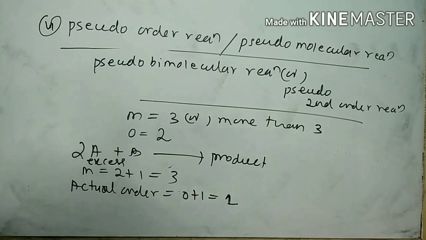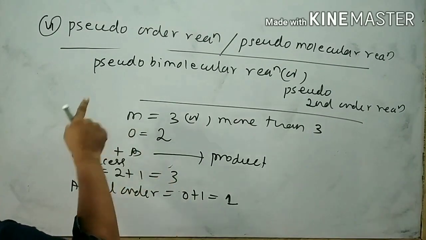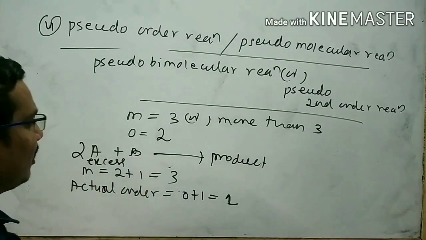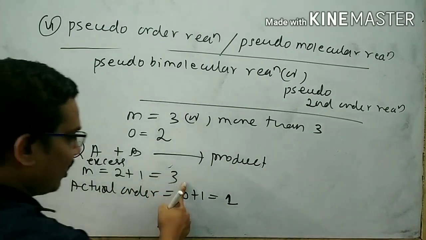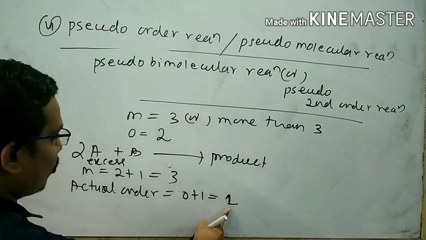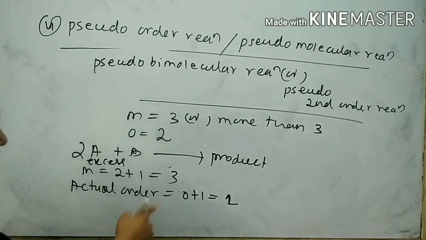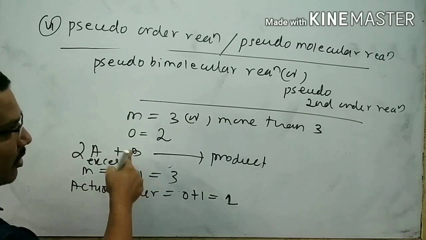We know that for a pseudo unimolecular reaction the molecularity is 2 or more than 2, but the order of reaction is 1. For a pseudo bimolecular reaction the molecularity is 3 or more than 3, but the order of reaction is 2. Here the molecularity is no doubt 3, but the order of reaction is 1. So it cannot be considered a pseudo bimolecular reaction. It can be considered a pseudo unimolecular reaction.